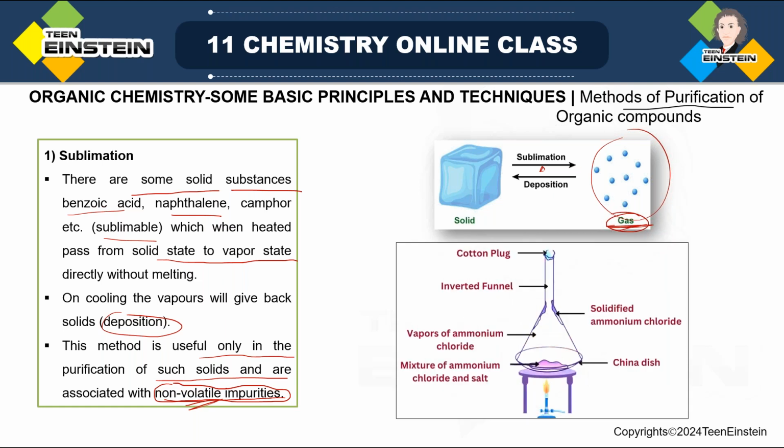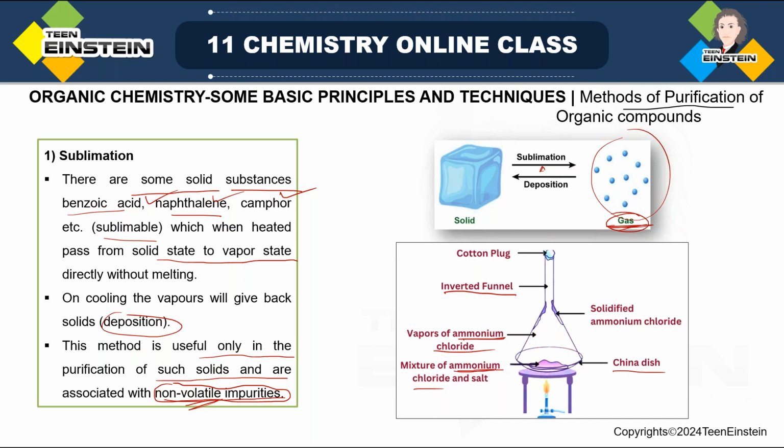Now we can see the picture. Though here the example is with some inorganic compound, it is also true for any of these examples. Whatever it is, the technique is the same, whether you take inorganic or organic. So, cotton plug, we first of all have this inverted funnel that you can see. We have taken the sample or the compound that you want to purify in a petri dish or china dish type of container, where we have this mixture of ammonium chloride and salt.